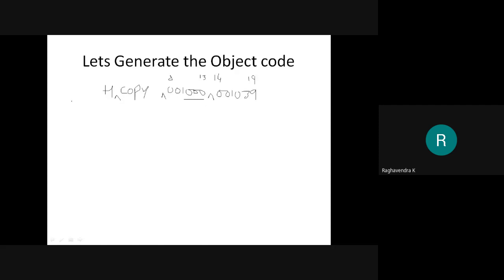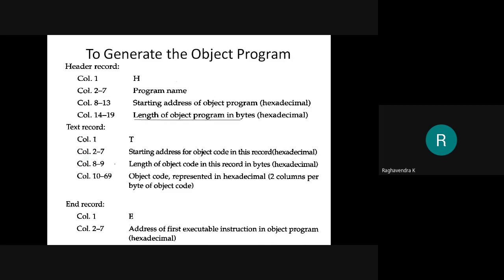Okay. So we have now written our header record. Similarly, let us write the end record. So what should the end record have? Just check. It should start with E, which I have already written. Then from 2 to 7, it should contain the address of the first executable instruction in the object program.